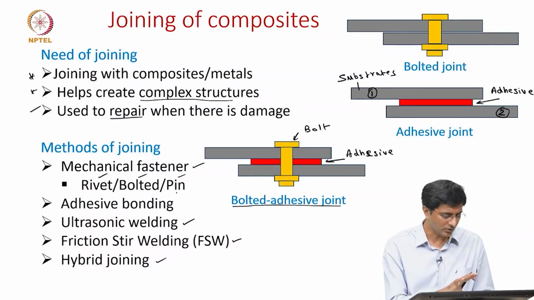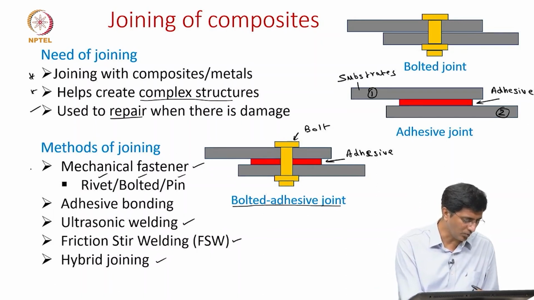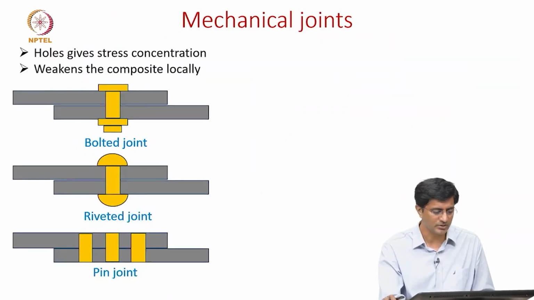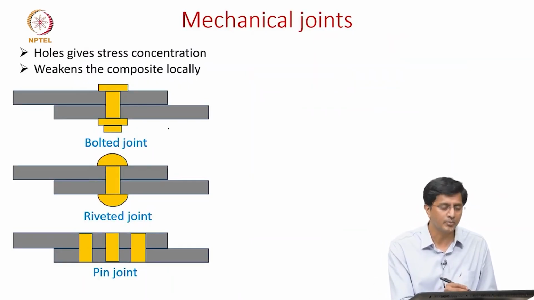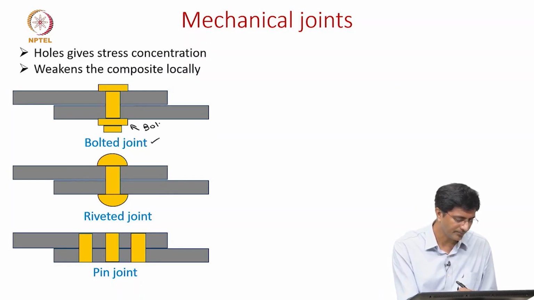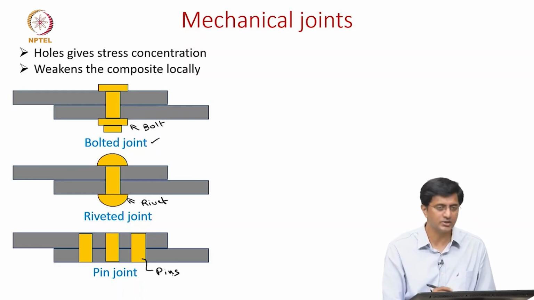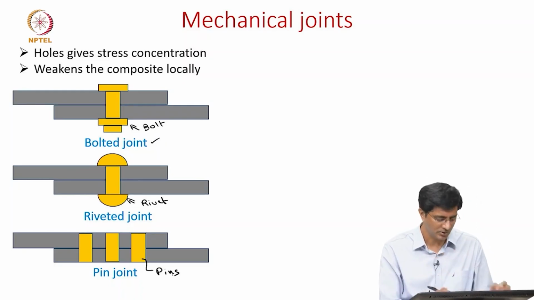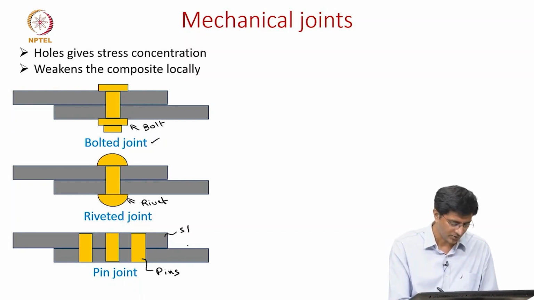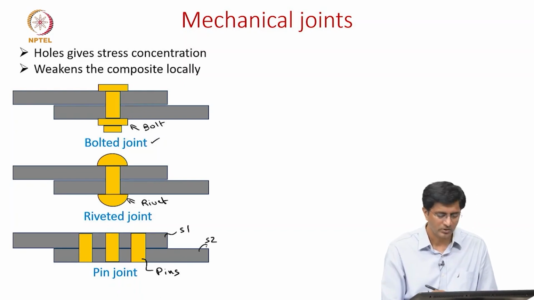Now that we have seen the various methods, let's focus more on the mechanical fasteners and the adhesive joints. We'll start with the mechanical joints. As already mentioned, when we talk about mechanical joints, we are either talking about bolted joints, where this is the bolt, the riveted joints, where this is the rivet, and then the pin joints, where we have several pins. What are these pins doing? Essentially, they are joining these two substrates, substrate 1 and substrate 2.